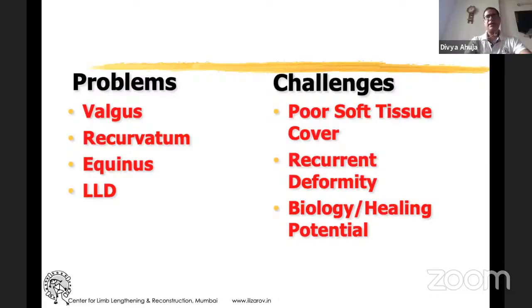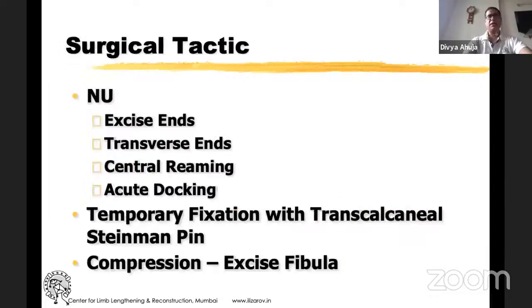Communication here was the key, constantly telling him of what issues are being faced and how best we can tackle it. So now this time we wanted to go all in and tackle everything. So for the non-union, we decided that we'll excise those ends, make the ends transverse, do central reaming, open the canal, do acute docking, temporarily fix the distal fragment with the transcalcaneal stand-in pin. Compression at the docking site will be aided now with excision of the fibula because of all that fibrotic tissue. Didn't want to take any chance with the oblique fibular osteotomy, lest it doesn't allow enough compression at the docking site and causes further angulation.